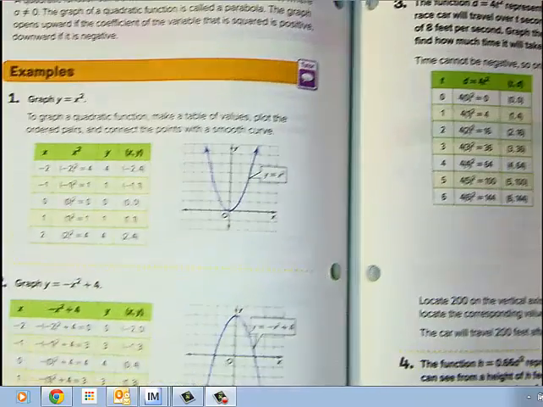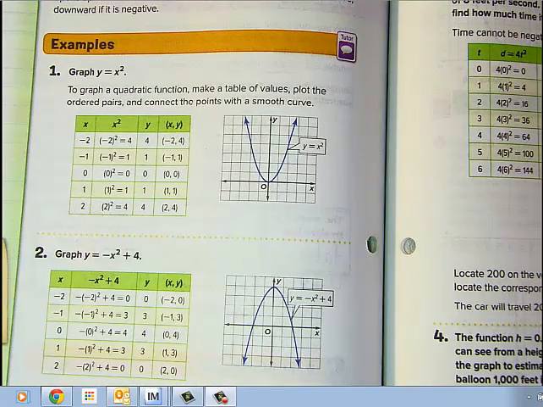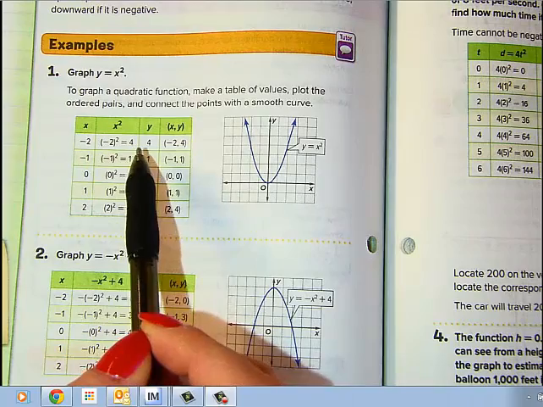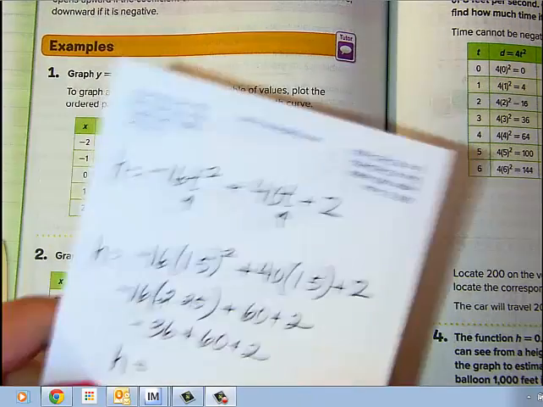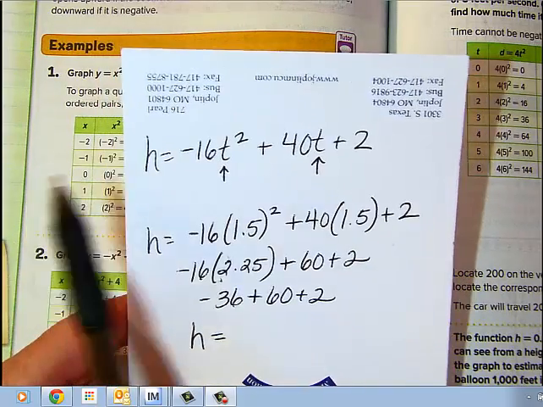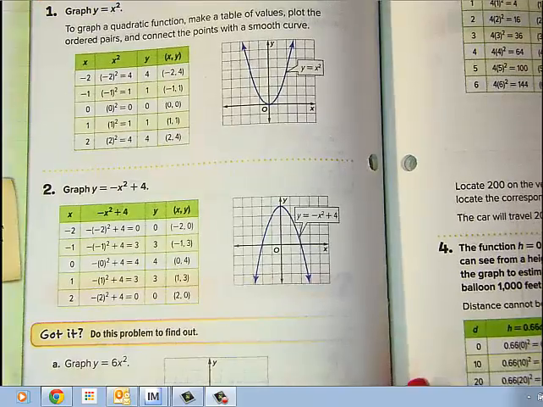So now let's look over here. This is a graph of a quadratic function where they have put in some points and they've solved it just like we solved this one. They put in the points where the t's were, or in this case where the x's are, and then you solve for it. So let's go down here to the first got it problem.